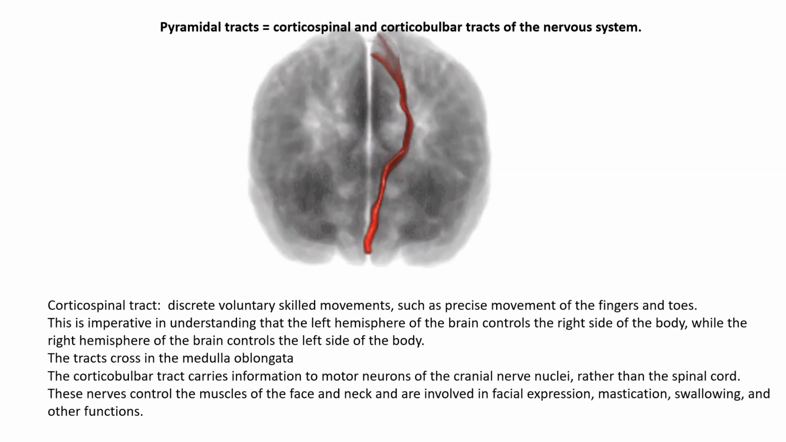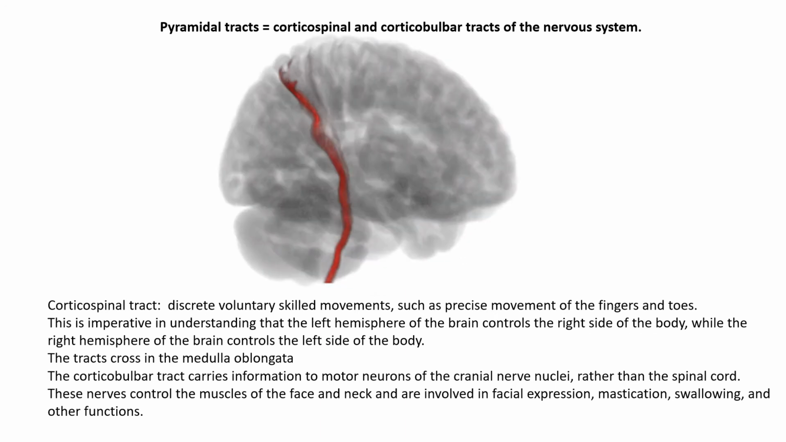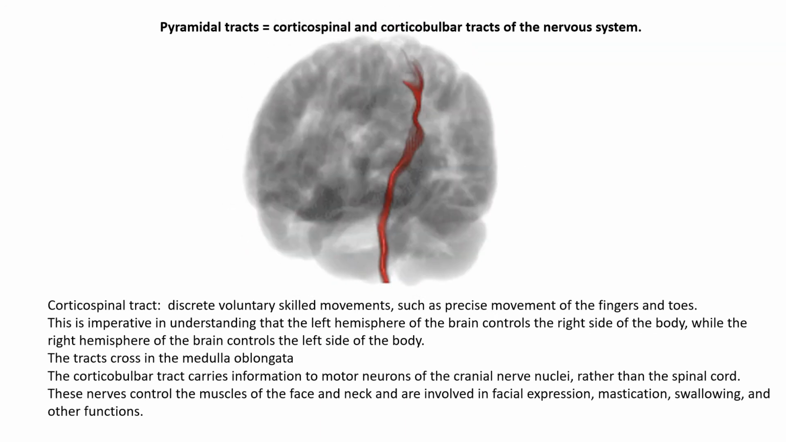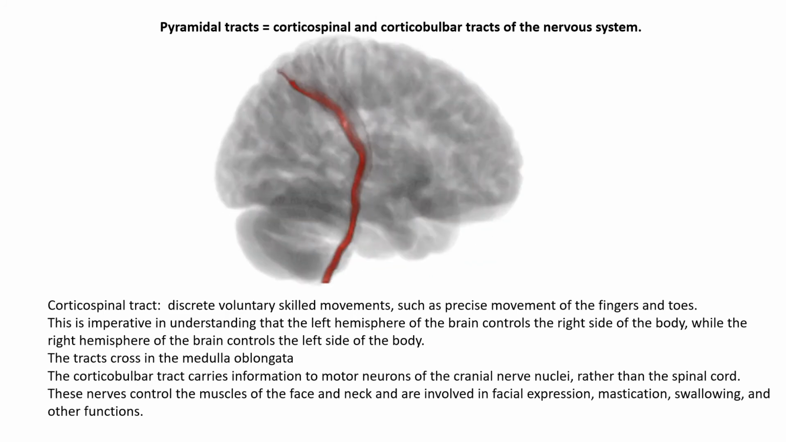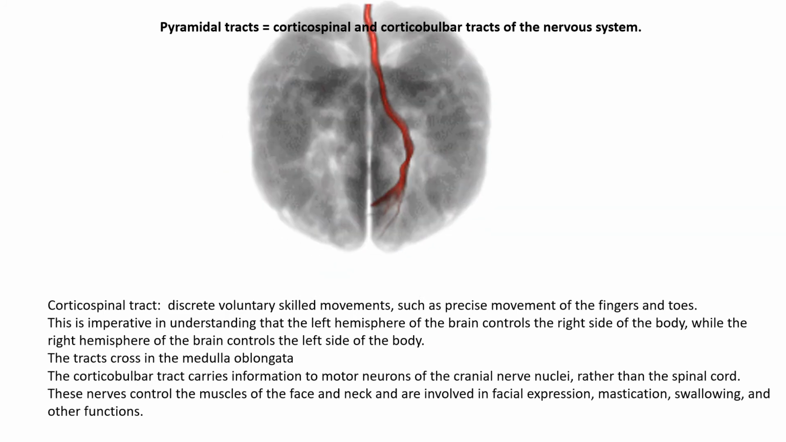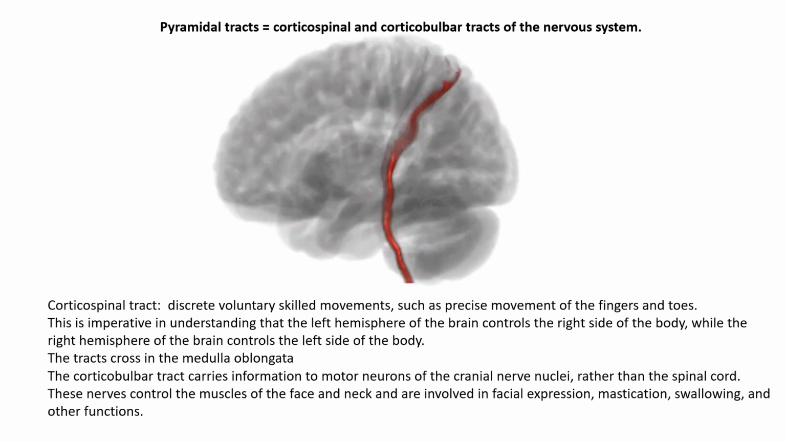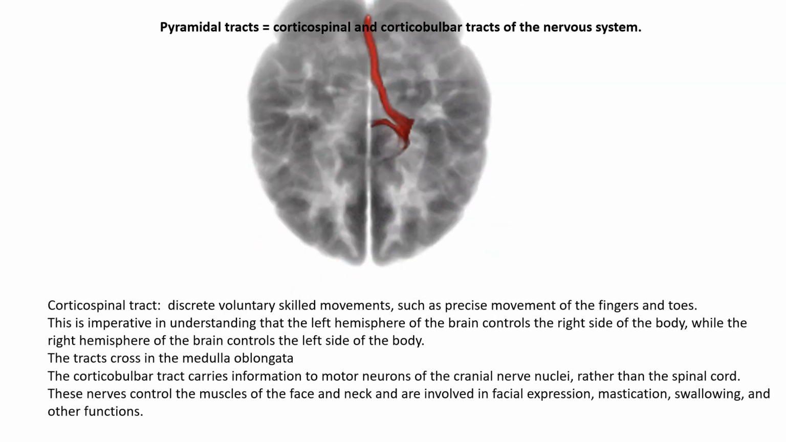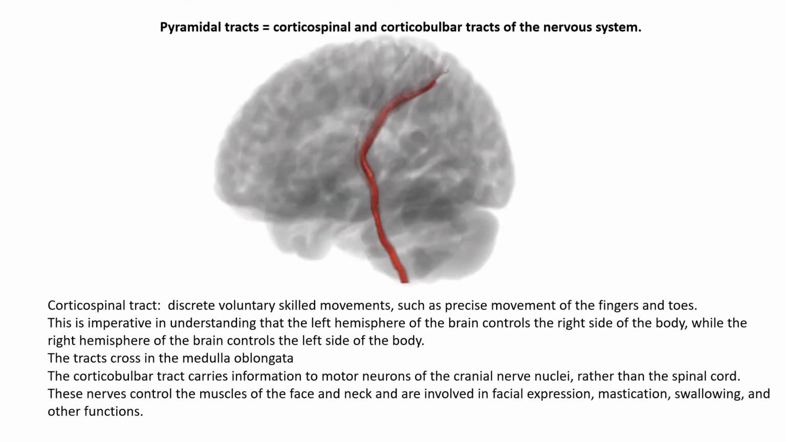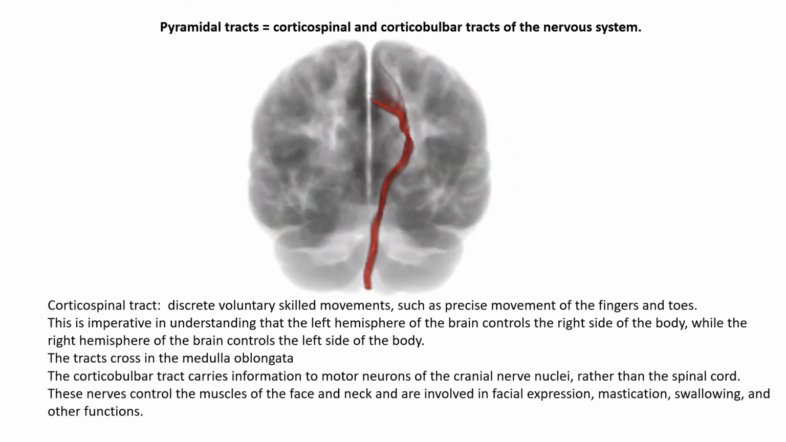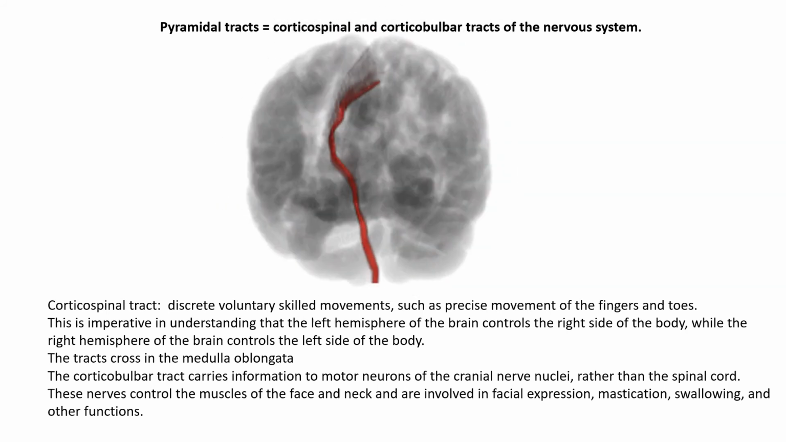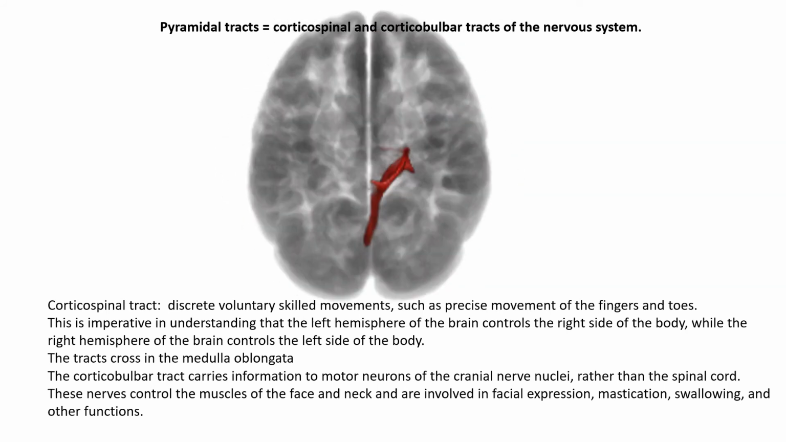Corticospinal tract: discrete, voluntary skilled movements such as precise movement of the fingers and toes. This is imperative in understanding that the left hemisphere of the brain controls the right side of the body, while the right hemisphere, vice versa, controls the left side of the body. So cortex, opposite side; cerebellum, same side. So right side of the body, right cerebellum, left cortex, and vice versa. The tracts cross in the medulla oblongata, at the decussation of the pyramids of the medulla oblongata.